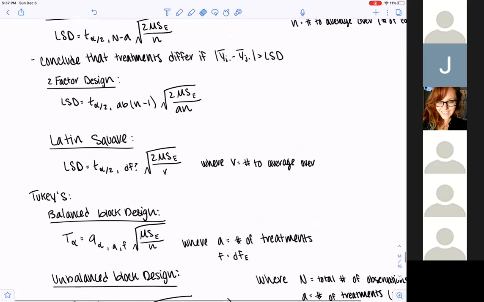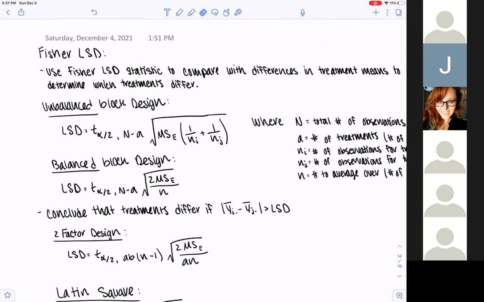So for at least the LSD, this parameter is always associated with your error degrees of freedom. If you've been doing your Fisher LSD comparison for any particular design and you don't have it in your notes, and you don't know how to do the Fisher LSD for this pair of means in the two factor, then you just have to pick your alpha, usually 0.05. And this parameter here is just your error degrees of freedom.